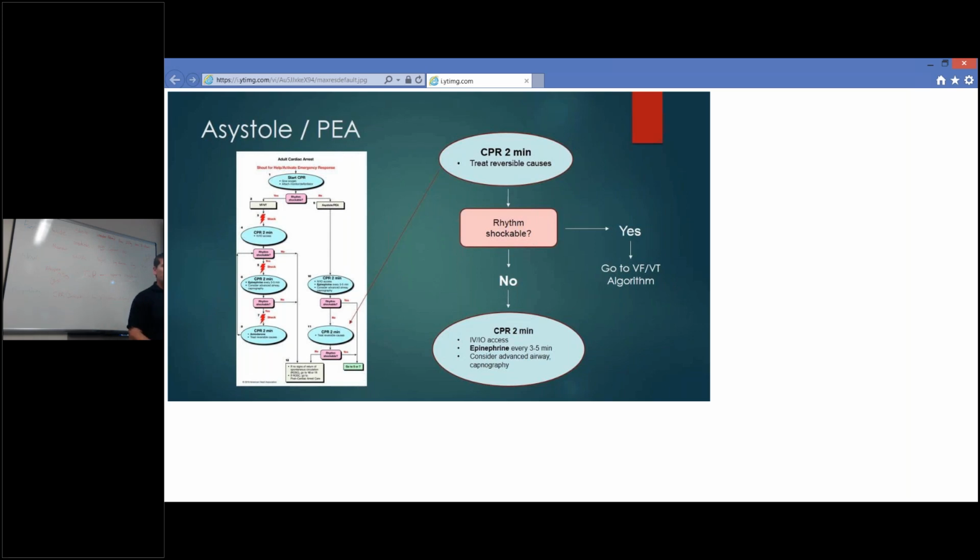That's it. So if I come over and we look on our area, what are we going to do? We're going to do CPR. Is the rhythm shockable? No, because if it's asystole or PEA, it's not shockable. I'm going to do my 2 minutes of CPR. I'm going to do my epi every 3 to 5 minutes, and I'm going to consider my advanced airway, get capnography on, and I'm going to keep just going around in this cycle. If it becomes shockable, now it's no longer asystole or PEA. Pretty straightforward as far as that goes.